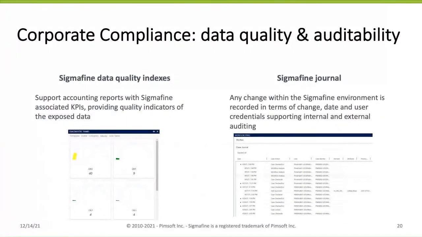Last but not least, software like Sigmafine supports internal and external auditing by providing data quality KPIs associated to the balance and by recording all the data changes performed by the users. So this will help decrease the rate of human error, which can be either unintentional, but also intentional in case of the thefts of which we talked at the beginning of this presentation.